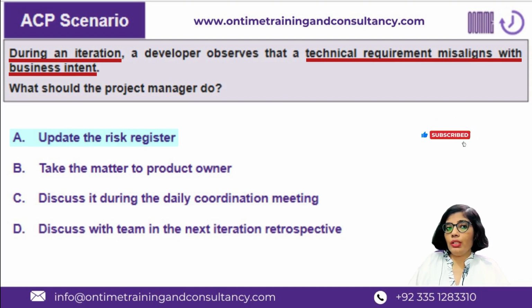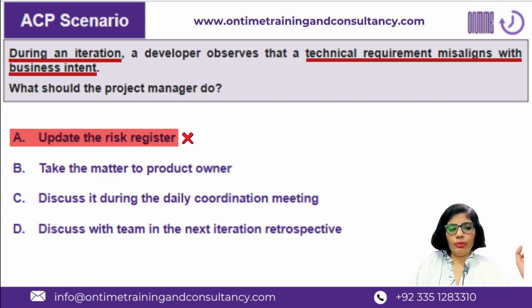However, this is not going to solve the problem. We need to solve the problem as well, right? We need to respond to this risk over here, not only know that it's a risk. So A, although not wrong, is not going to be the best answer. So we are going to disqualify it from the list.